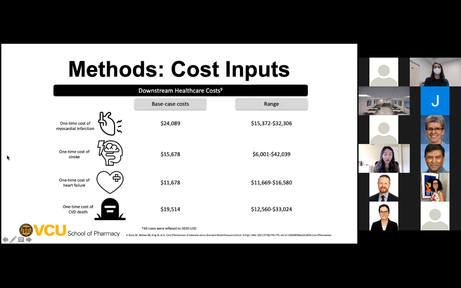So for more cost inputs, these one-time costs of treating each CV event were obtained from the cost effectiveness analysis of the SPRINT trial. And then the cost of hypertensive medications were assumed to be the same for both PPCCM and usual care, given the lack of comparative medication use data, and hence excluded from the model. And then all costs were inflated to 2020 USD using the medical care component of the consumer price index.